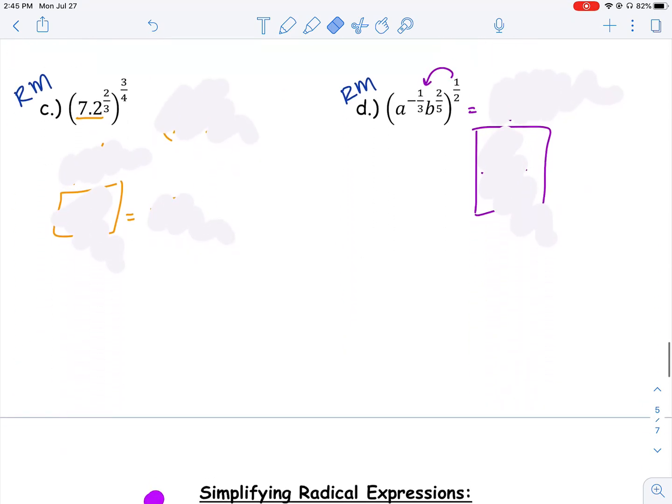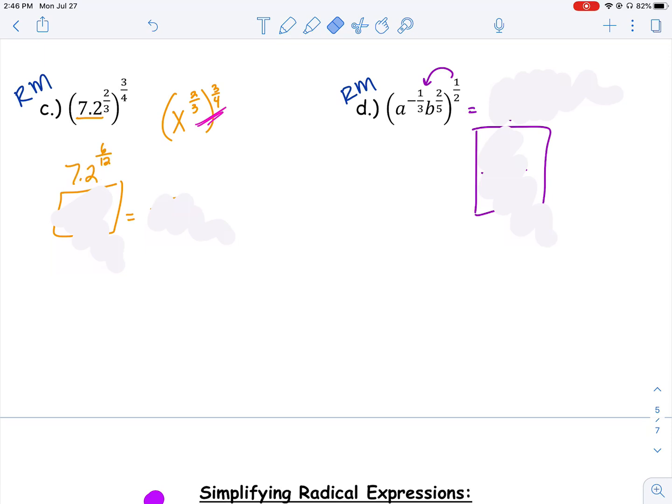All right, let's look at these two. C says 7.2 to the 2/3 power raised to the 3/4 power. I know it looks kind of confusing because you've got decimals and fractions and a whole bunch of exponents in there. But really, we just have a base that's to the 2/3 power raised to the 3/4 power. Don't let it confuse you that it's a decimal. If I gave you this problem and the base was an x, do you remember what our rule is when we raise to a power? When we raise to a power, we multiply the exponents, right? So I can do that.